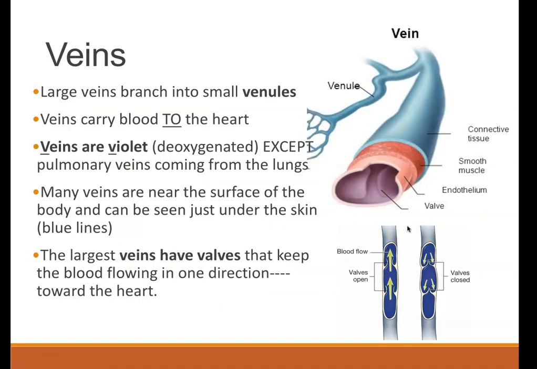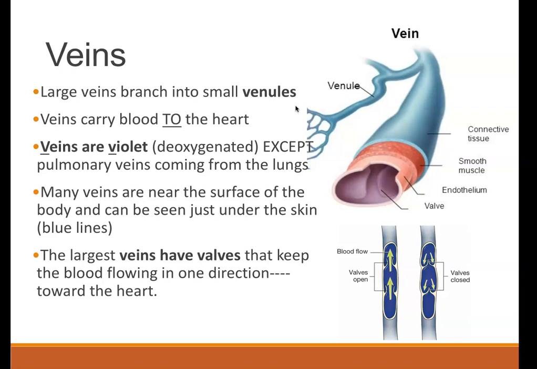Okay, veins. Veins always carry blood to the heart. So arteries carry blood away, veins carry blood to the heart. Since most of the blood in your body that's being carried by veins is deoxygenated, it's blood that's been spent, used by the tissues, and it'll all come back. So veins carry blood to the heart. They're usually blue because of that deoxygenation.